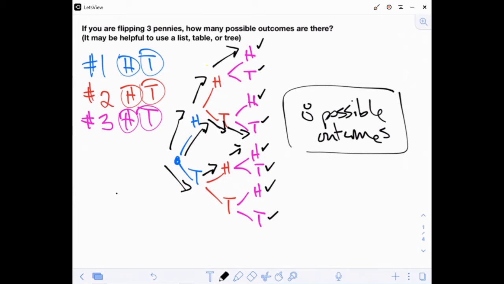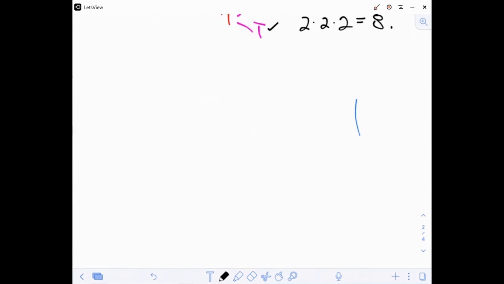We did talk about the fundamental counting theorem in class. You could multiply each of the individual outcomes, 2 times 2 times 2, to get the possible outcomes that way as well. And you'd come up with 8. All right, let's look at the second question.